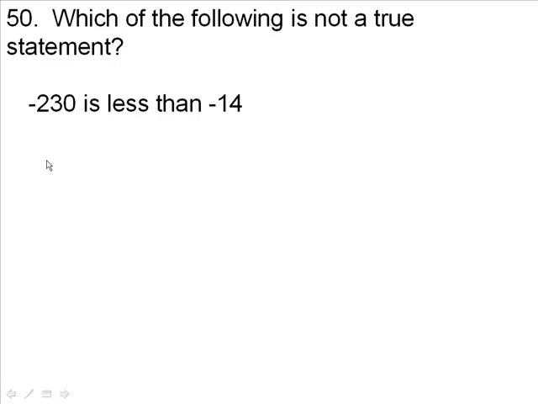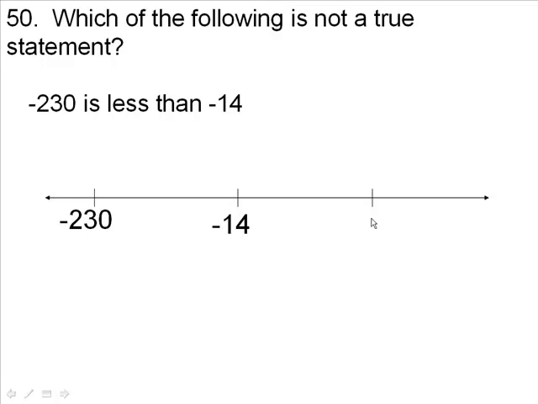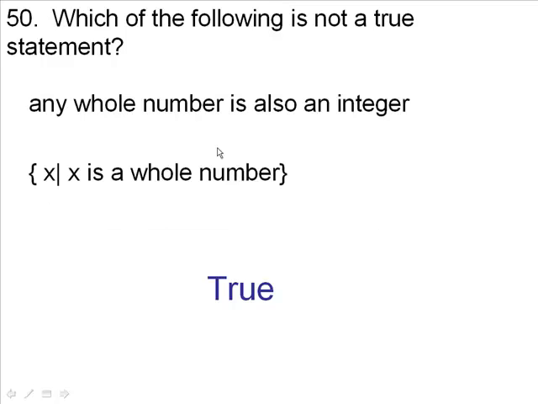Now let's look at this one here. Negative 230 is less than negative 14. Let's find that on a number line here. Negative 230, we'll put this over here, and we'll say negative 14 is here, and we'll put 0 right here. Now, is it true that this number is less than this number? Well, it's on the left side of it, so that would be a true statement. This is true.